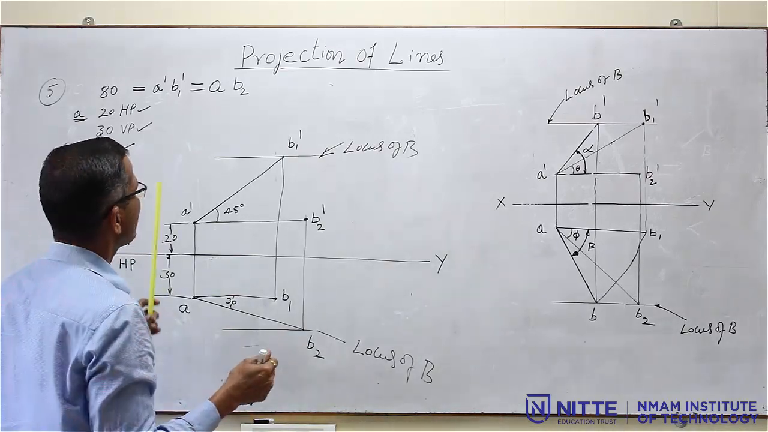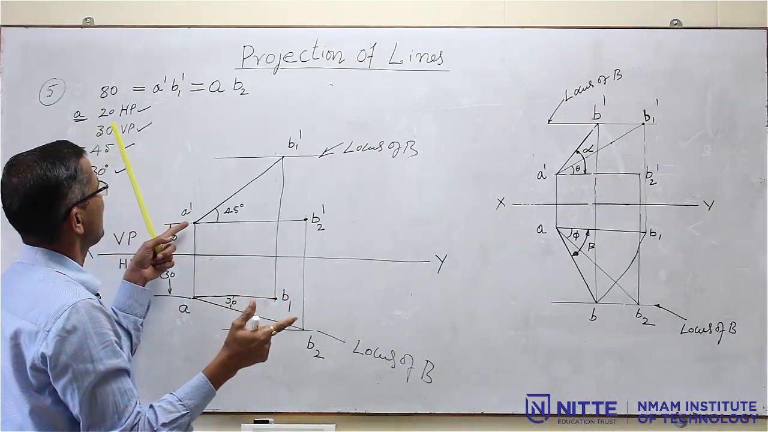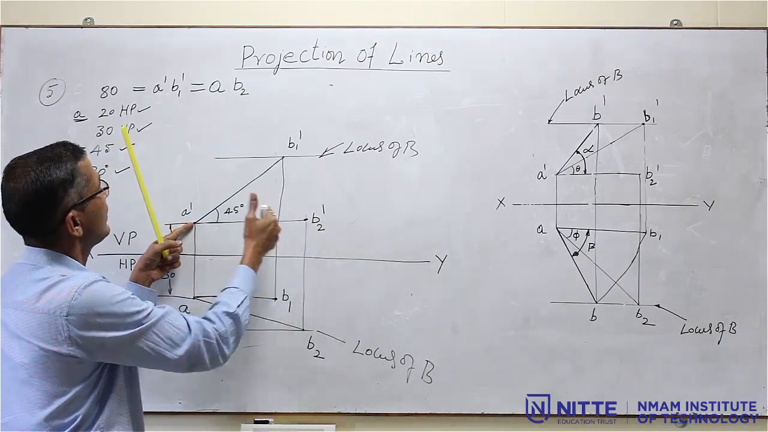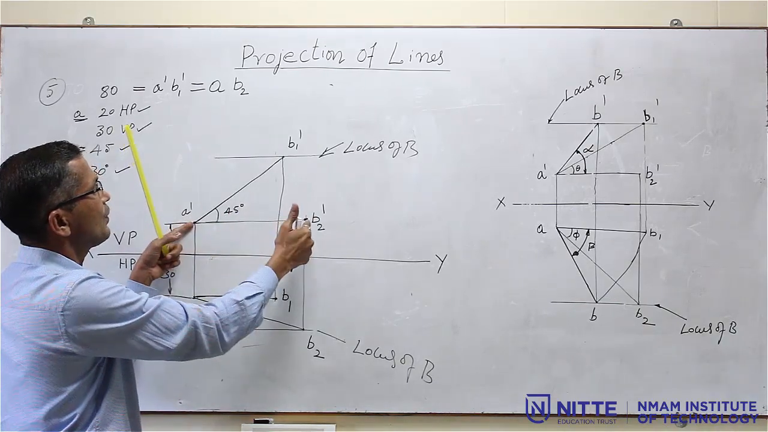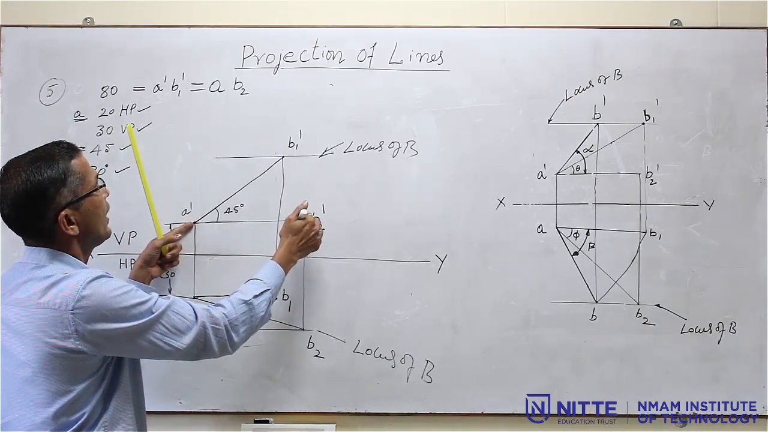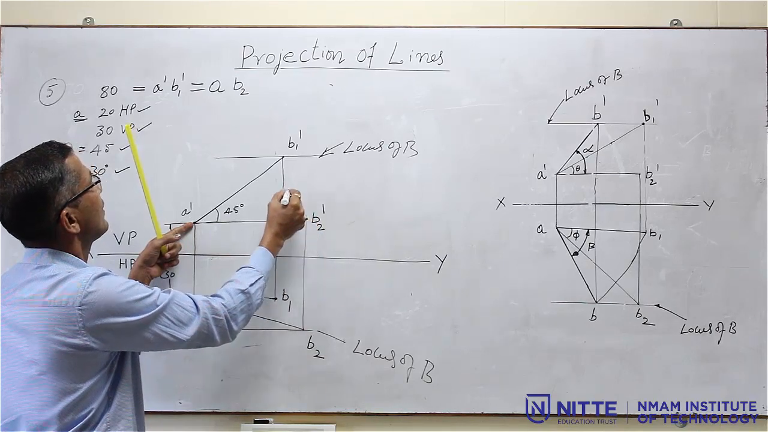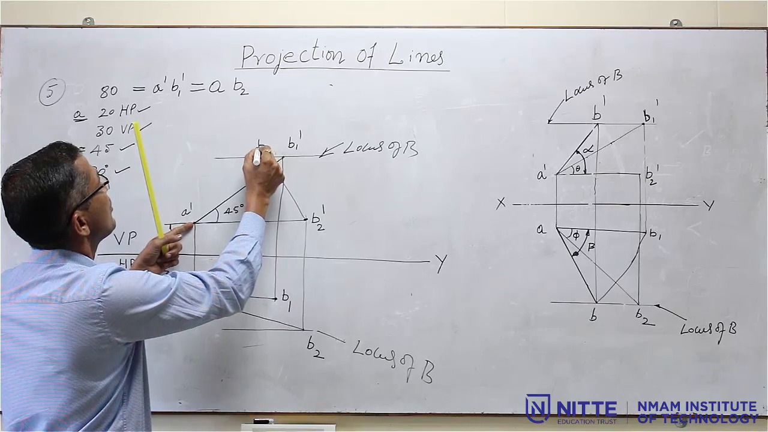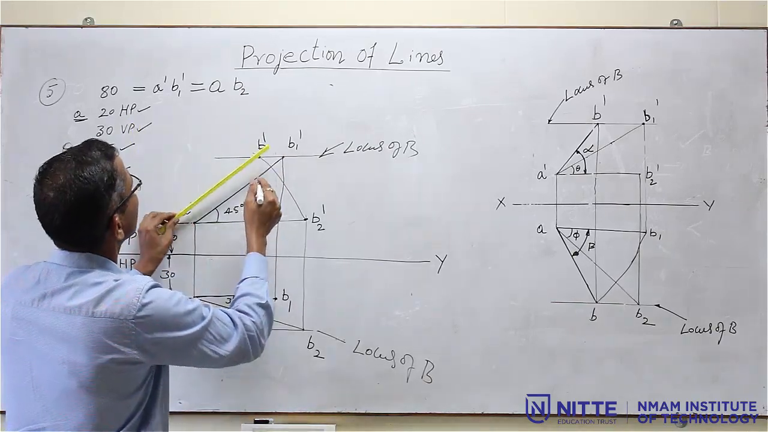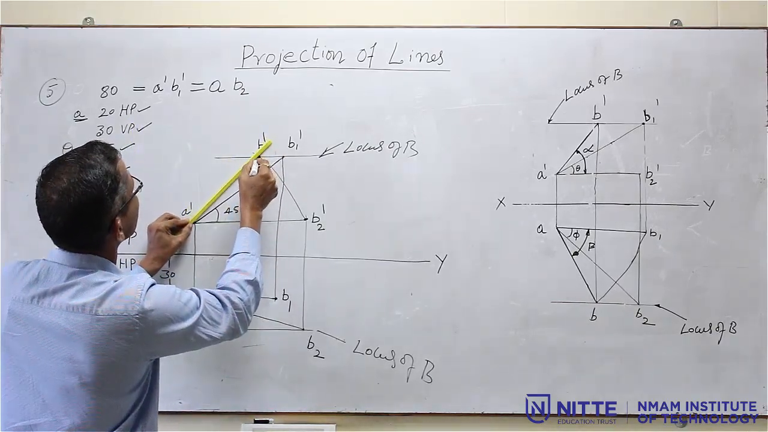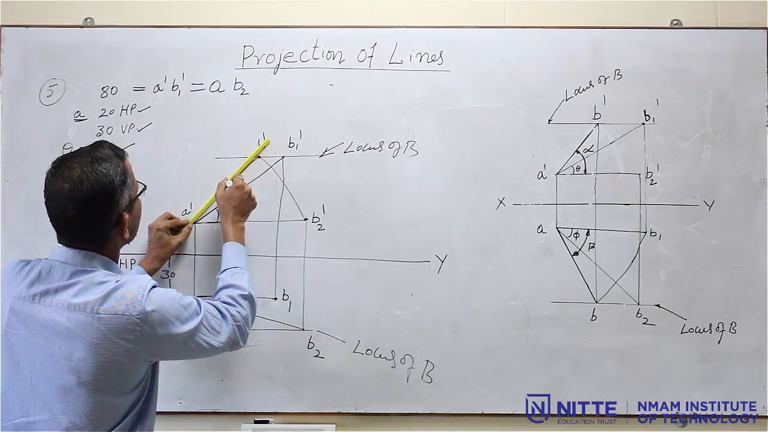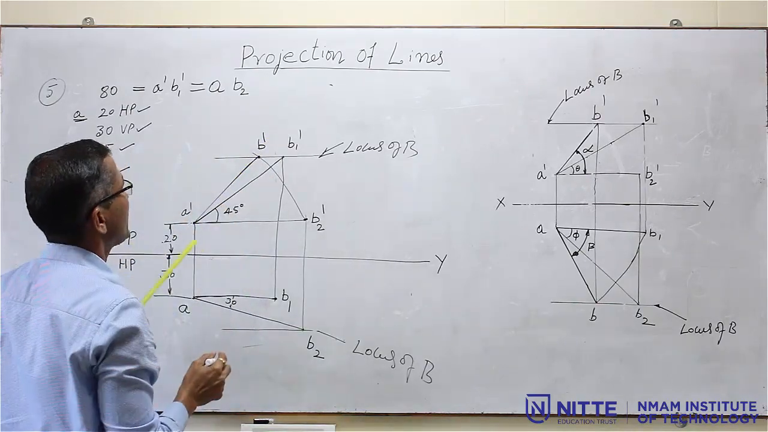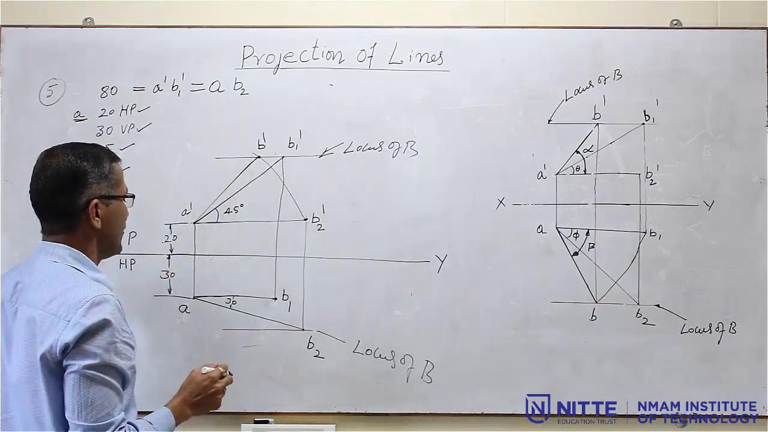Now, take the compass and with A dash as center, radius equal to A dash B2 dash, draw a light arc so that it will cut the locus, and call this B dash, and join A dash B dash with a dark line. So, this is the solution, the front view A dash B dash.